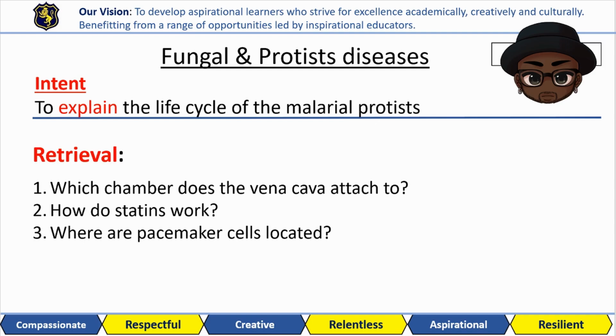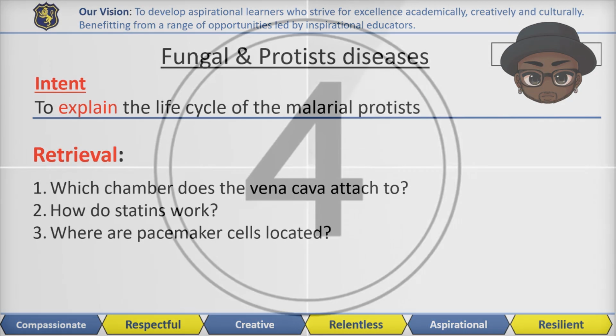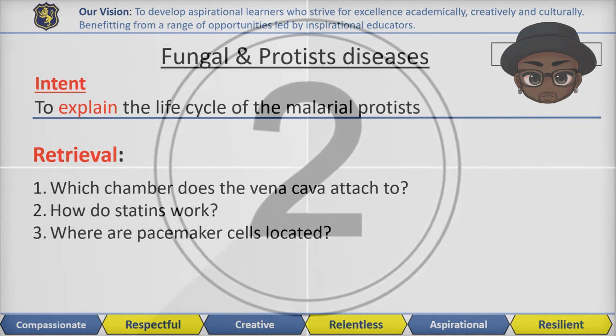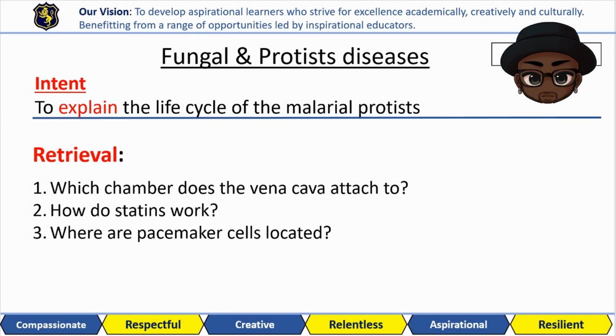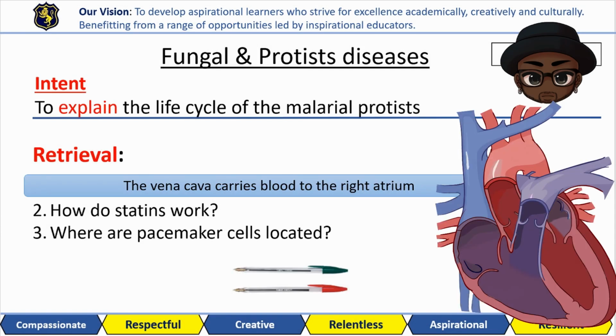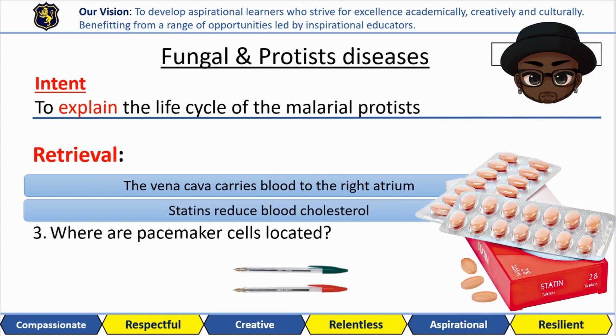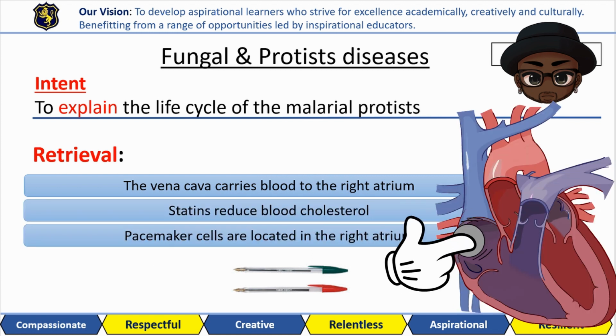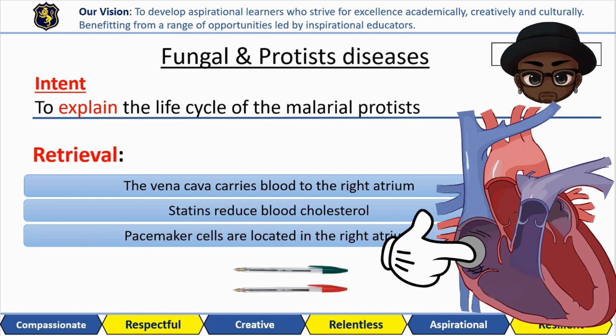Here are the retrieval questions. You know what to do. The vena cava carries blood to the right atrium. Statins reduce blood cholesterol. And pacemaker cells are located in the right atrium.